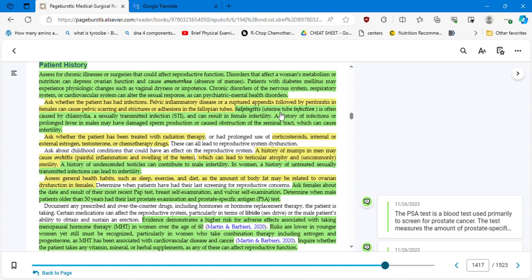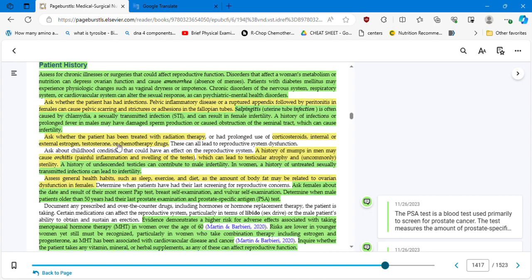Salpingitis, which is uterine tube infection, is often caused by chlamydia, a sexually transmitted infection, and can result in female infertility. This is another important point. It's not going to come in the test, but you need to pay attention to sexually transmitted diseases and how they can affect fertility. In this case, chlamydia can cause female infertility. A history of infections or prolonged fever in males may have damaged sperm production or caused obstruction of the seminal tract, which can cause infertility as well.